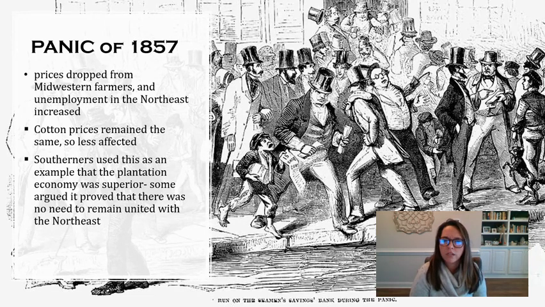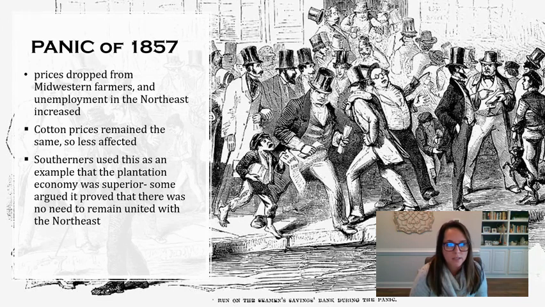It's like, oh, we don't need the Northern economy to help us. There's no need to have a union. We're better separate, especially with thoughts that the institution of slavery could be threatened. They believe that the risk of leaving the Union was worth the reward. And unfortunately for them, that's not going to happen. But they did use this economic panic as justification because the cotton prices stayed the same.